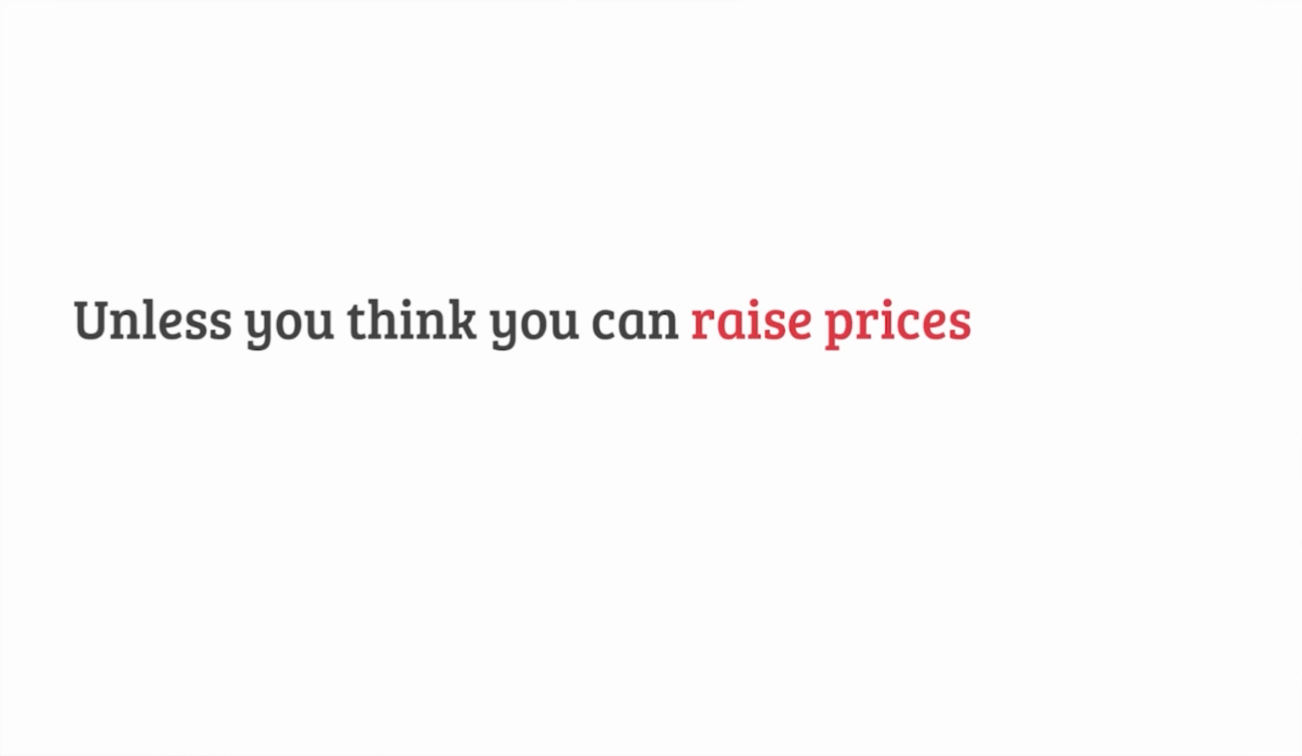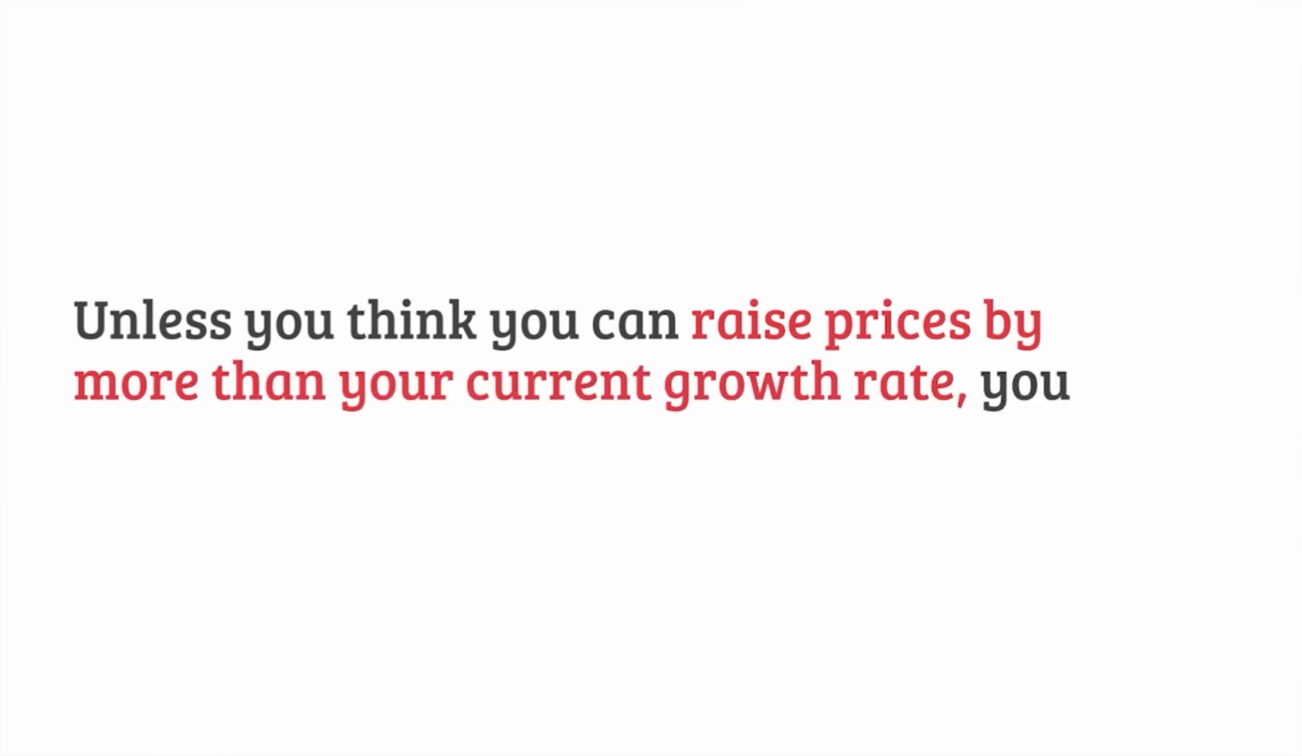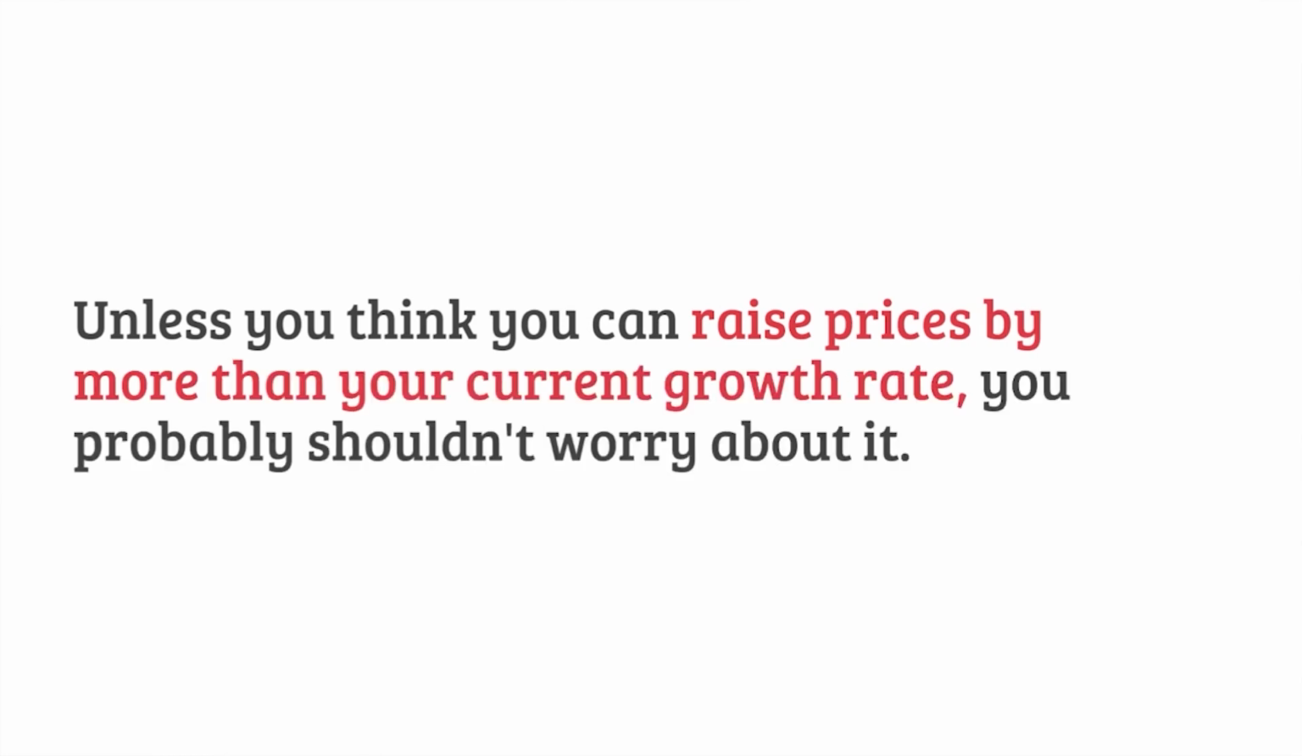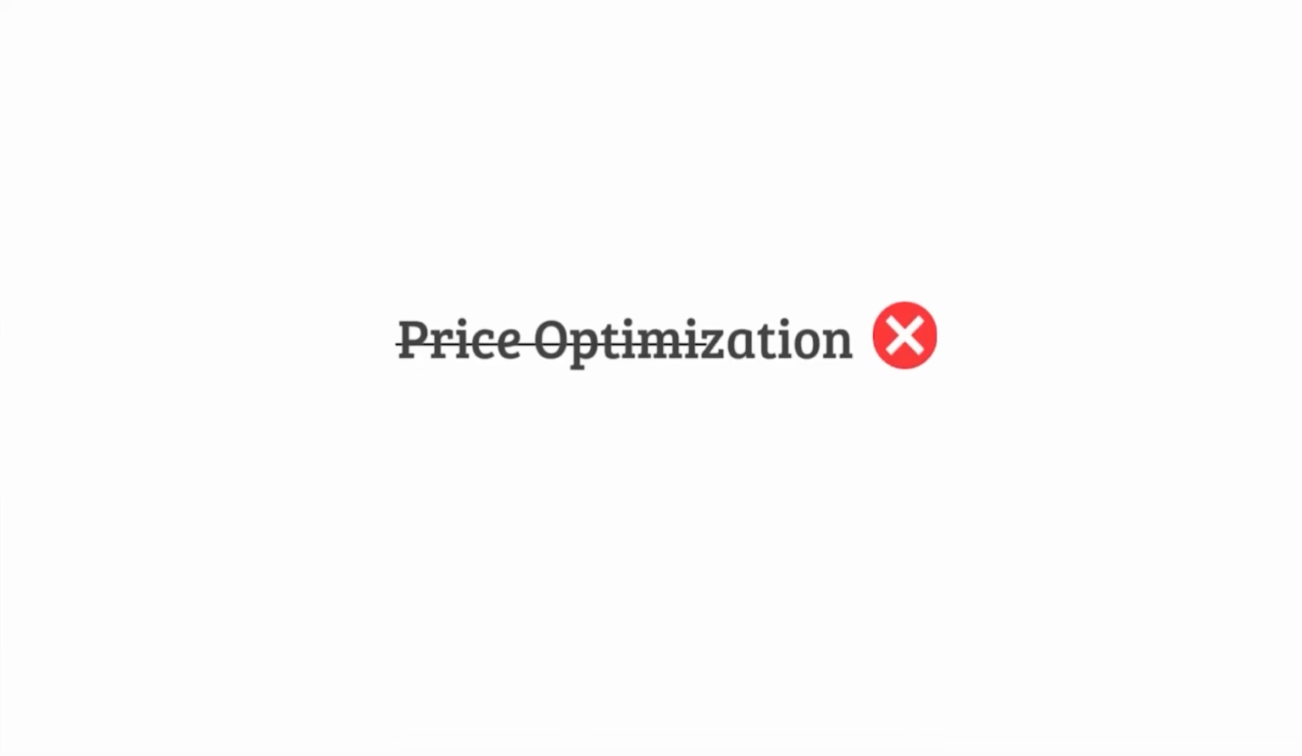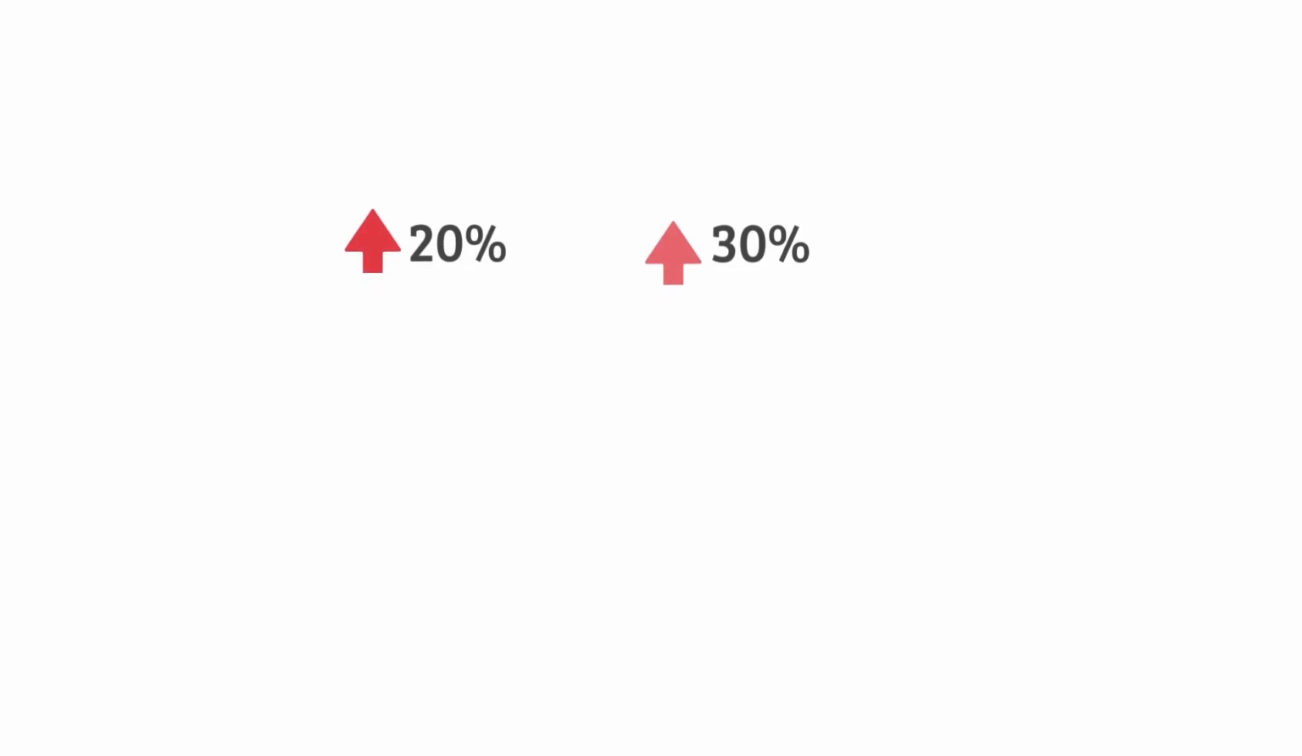So I usually say, well, unless you think you can raise prices by more than your current growth rate, you probably shouldn't worry about it. Just set prices that you, for some reason, think are reasonable, and then think of it from this perspective. Instead of doing price optimization, do what I call price positioning. So you'll do something like, okay, with this solution, the competitors are here, we want to be here. Just add like 20, 30, 50%. And think in 20% increments.